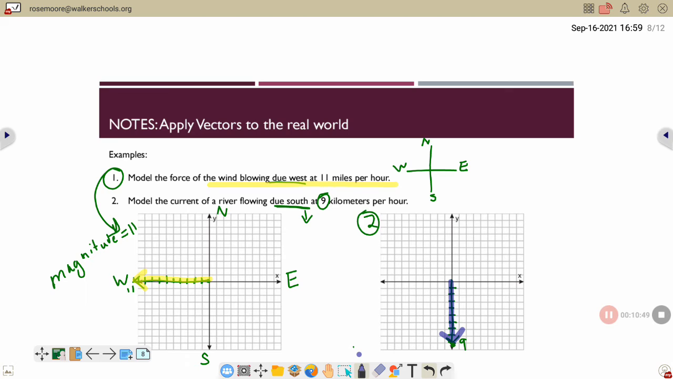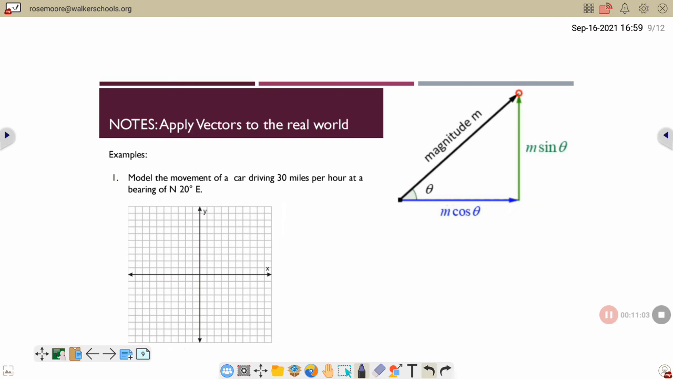Now, only problem is, do you think we're going to stay with just cardinal directions, where we go just left, right, up, and down? Probably not. So we will have some formulas. Do not panic. They're not scary formulas. All right, so here's our true real world. We're modeling the movement of a car driving 30 miles per hour at a bearing of north 20 degrees east. So there's a couple things we have to do. First thing I'm going to notice, 30 is my magnitude.